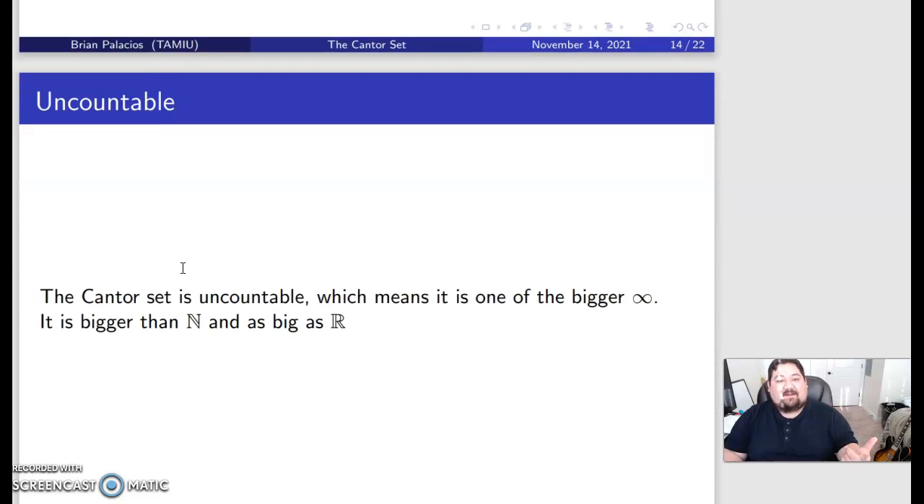But like we said, the Cantor set is just one huge hole, pretty much. But it's uncountable, so it has infinitely many numbers. And uncountable means, too, that it's one of the bigger infinities, like we said, because it's bigger than the set of natural numbers. But it is also as big as the set of real numbers. Which, the more we take away, right, you think it wouldn't be so big, but it is dense in that area.